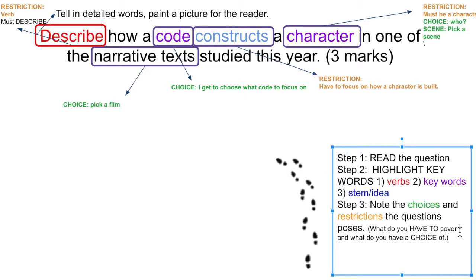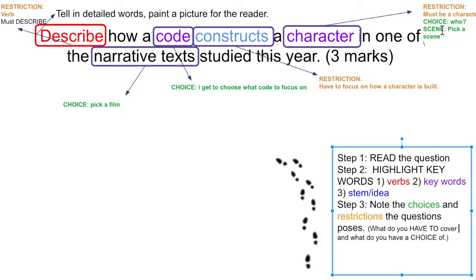I've color coded this. Let's start with the things that I have a choice with. So it's asking me in one of the narrative texts, so I get to pick a film. Am I going to do Okja or Chinatown? I get to choose the code. So am I going to do audio, mise en scène, lighting? It's up to me.